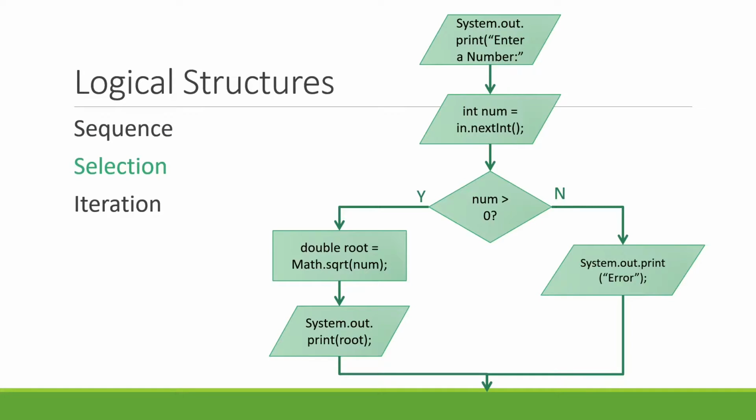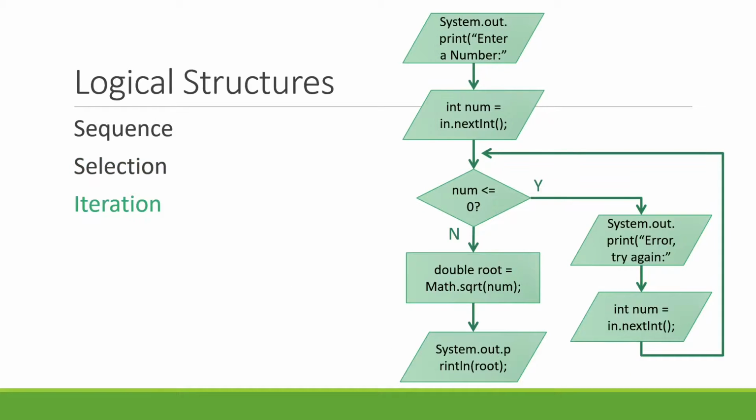The second basic logical structure is the selection structure, which we use to make decisions. You can perform actions based on the result of a Boolean expression. For example, if a user input is valid, then perform some action, otherwise display an error message. The last basic logical structure is iteration or the loop, which allows us to repeat a set of statements some specific number of times or until a certain condition is met. We'll learn about the iteration structure after we've learned about the selection structure.